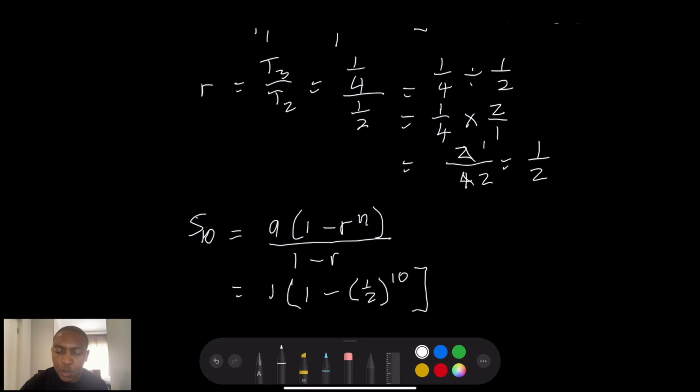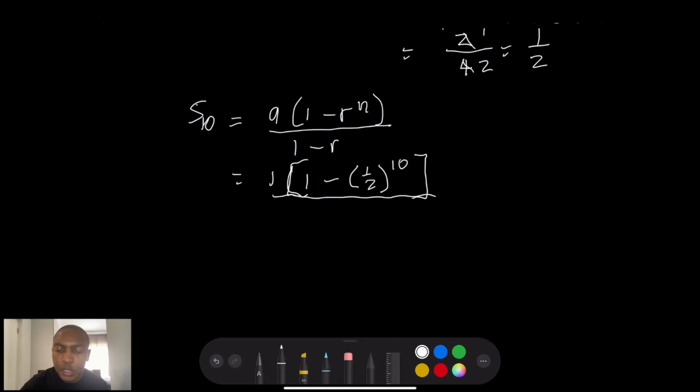In fact, let's do this. Let's put that in square brackets, divided by, now this is going to be 1 minus 1 over 2. Okay, so please keep in mind, very important for you, every time that you make a calculation, to be mindful whether R is greater or less than 1.